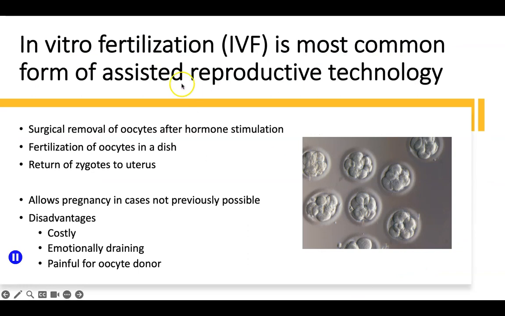Switching gears a little bit, we'll talk about one form of assisted reproductive technology called in vitro fertilization. It is the most common form of ART. IVF includes surgical removal of oocytes after hormone stimulation. Those oocytes are then fertilized with sperm in a dish, and then the resulting zygotes are returned to a uterus. Over the past 4 decades, this has allowed pregnancy in cases where that pregnancy was no longer possible.